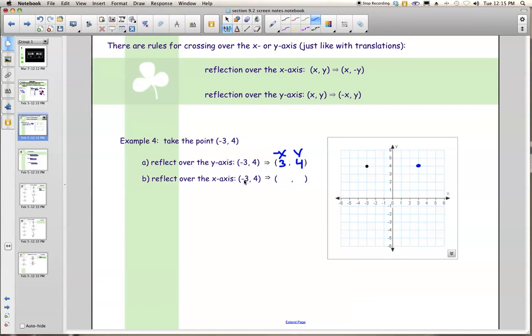The second one, same thing. We're starting with that same point, but this time we're going to reflect it over the x-axis. The rule for reflecting over the x-axis is that x stays the same, but y changes to its opposite. So my x value would stay -3, my y value would go to its opposite, which would become -4. And if you look at that, if I'm reflecting over this line, I'm 1, 2, 3, 4 units above, so I would have to turn around and go 1, 2, 3, 4 units below, and look at the point I'm at, -3, -4. So again, you can graph it, or you can use the rules if you're doing reflections over the x or y axis.